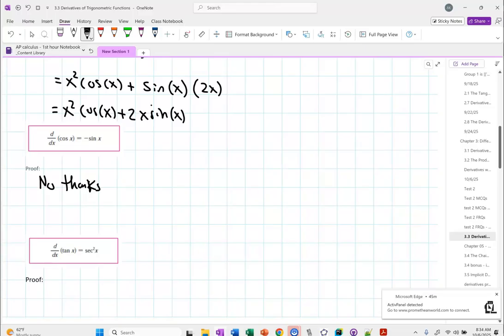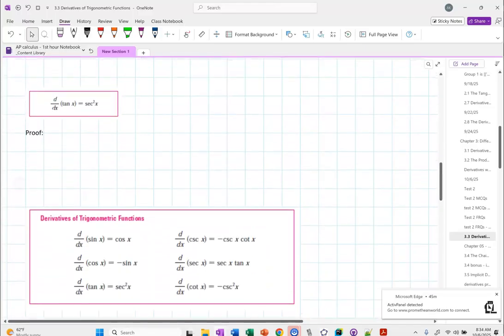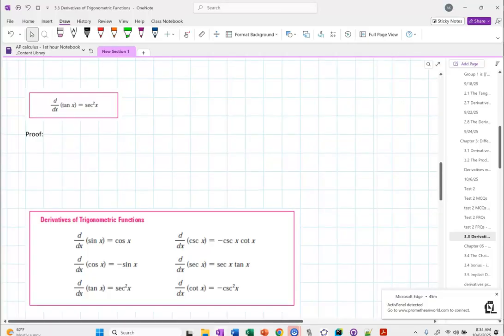You will never be asked to prove what these are using the limit definition. No. Now, to prove the derivative of tangent is secant squared, we can do this without the limit definition. And I think that's kind of a fair problem. Let's look at that.